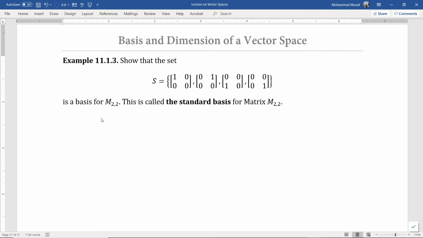Let's have a look at another example. We want to show that the set S containing these four matrices is a basis for M sub 2,2. Recall that M sub 2,2 is the set of all 2 by 2 matrices with real entries. This is called the standard basis for the vector space M sub 2,2.